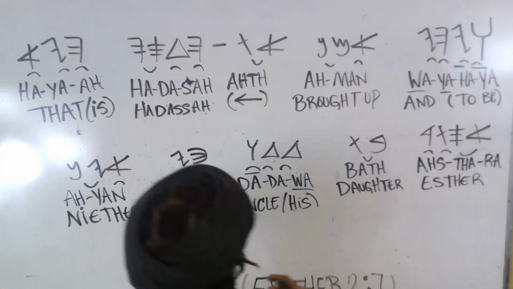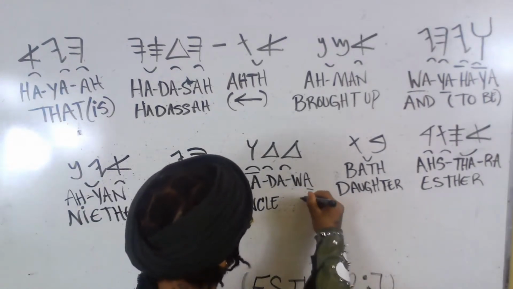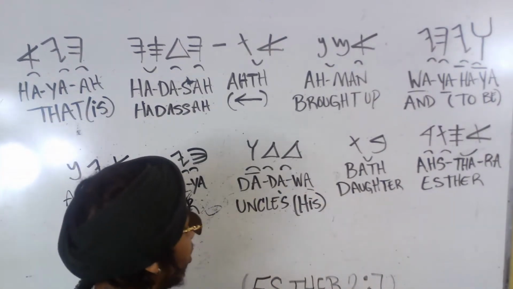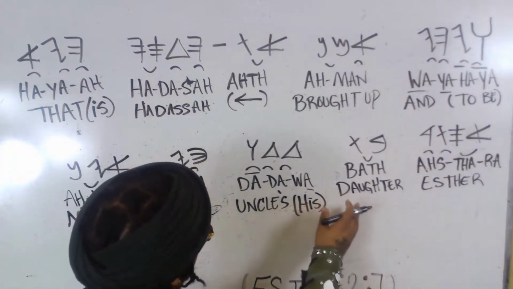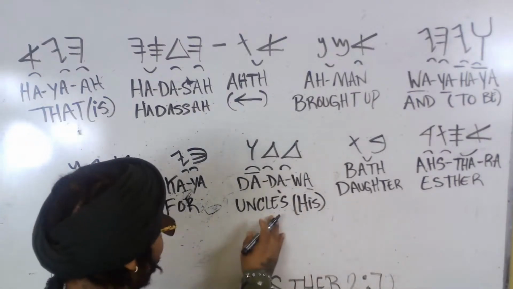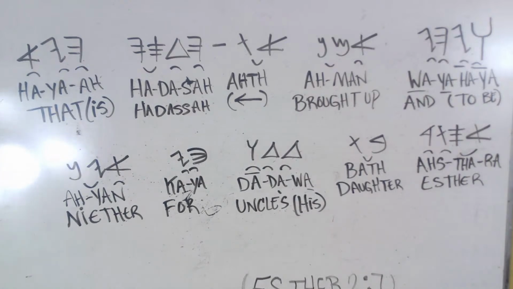So, in English, I'm going to move this word over and put "his" right here. In English, it's saying uncle's daughter. Esther, daughter of his uncle, or Esther, daughter his uncle's. All right? See, y'all get what it's saying. Esther, daughter his uncle's, or Esther, his uncle's daughter. Remember, the heathen language is backwards. All right? Then Kaya, for, Ayan, neither.